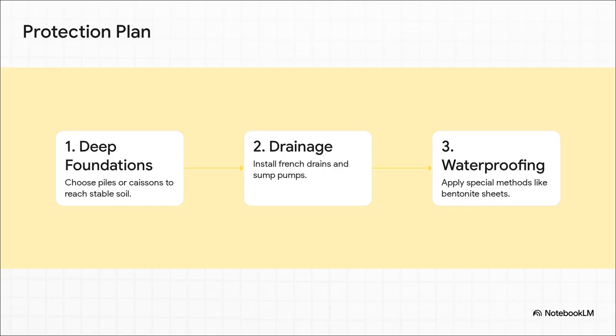But it's not just about going deep. It's really a 3-step battle plan. First, you pick your weapon, the right deep foundations. Second, you set up your defenses, aggressive drainage systems, things like French drains and sump pumps to get water away. And third, you put up a shield, special waterproofing, like these cool bentonite sheets that actually swell up with water to form a perfect impenetrable seal.